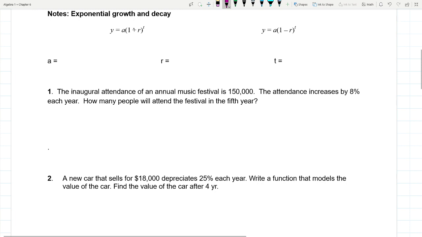The big thing that you're looking for with growth is that you're adding, or really you're multiplying, whenever we're talking about exponential growth. And so this plus r tells me growth. And by process of elimination, the one with the minus r is going to be decay.